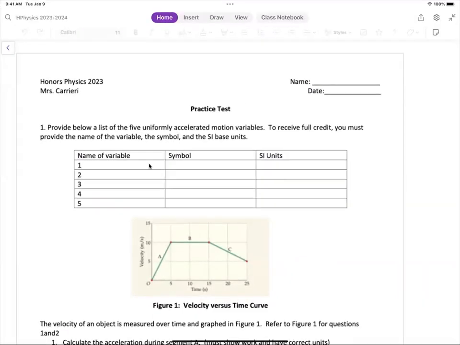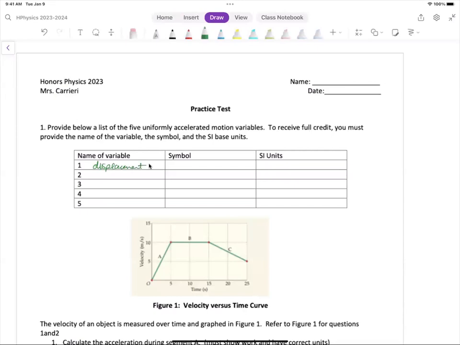Okay, so here we go. Basically, the first one is providing the 5 variables for the UAM equation. So we have displacement, symbol is delta x, units are meters. Velocity, initial, symbol is VI, units is meters per second. Velocity, final, V sub F, meters per second.